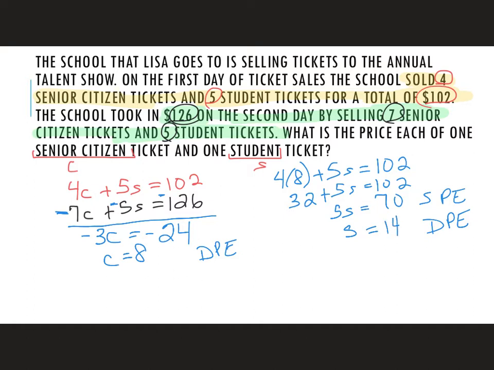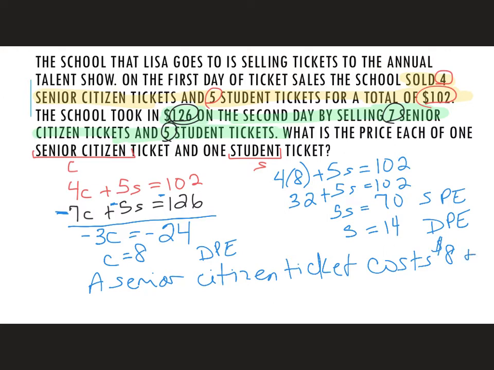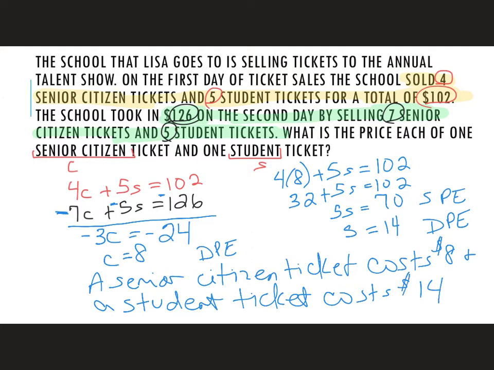So I get 5S equals 70, which means S, when I use my DPE, must equal 14. So remember that our answers for these type of problems should be in a sentence. So a senior citizen ticket costs $8 and a student ticket costs $14. There's my answer. So let's go on to the next problem.